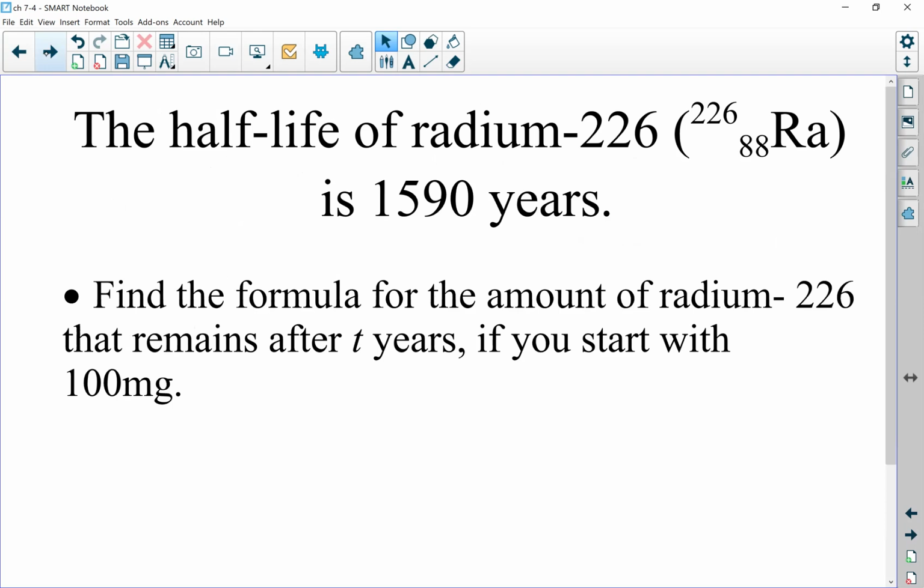All right, so we have the half-life of radium-226 is 1,590 years. Find the formula for the amount of radium-226 that remains after t years if you start with 100 milligrams.